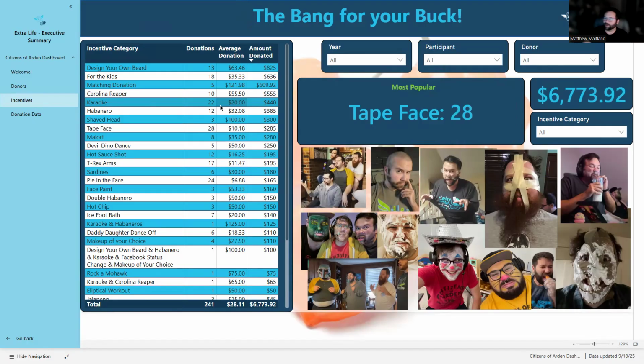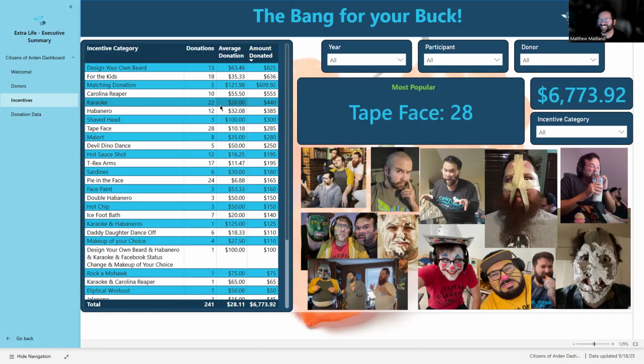So, here we can see all of our different incentives, including our most popular incentive, which is Tape Face, which, if the clever name doesn't relay to you what it is, we just take a roll of tape, we wind it around our face until it does something funnier than the way we normally look, which is kind of hard because we're a group of funny looking people.